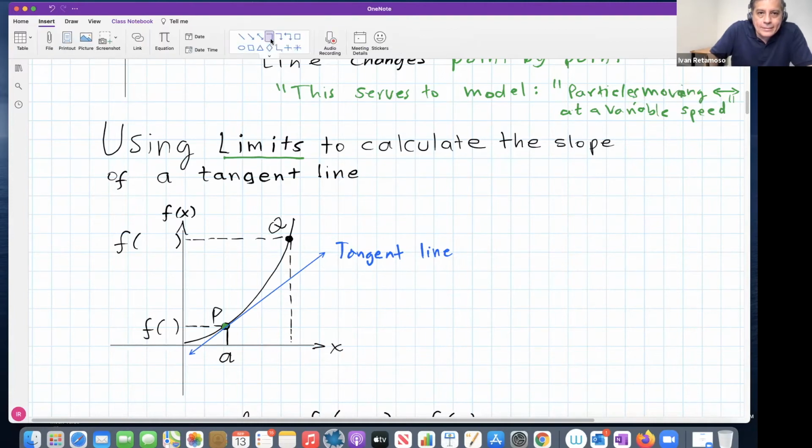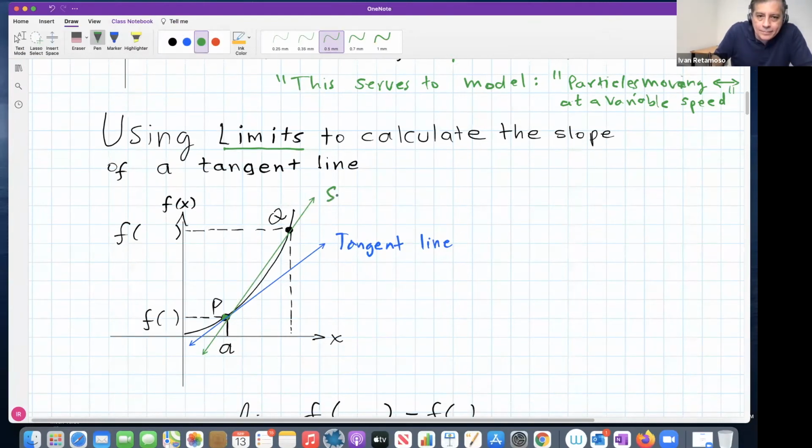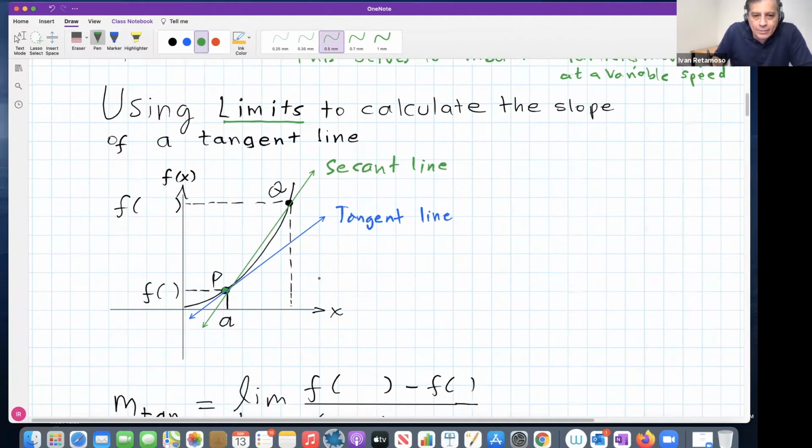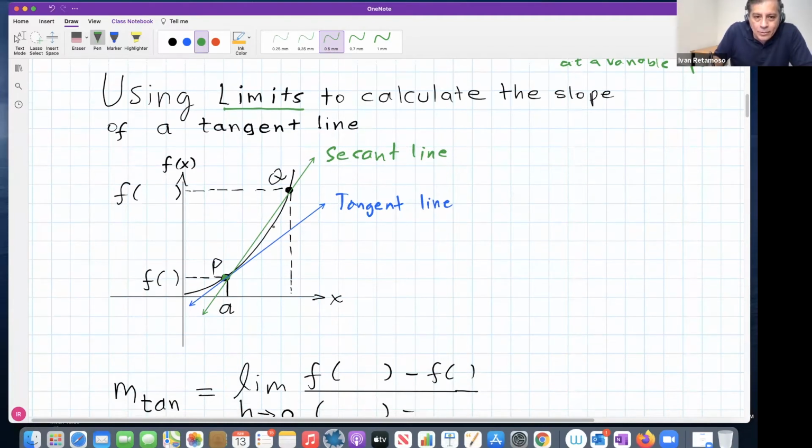So let's draw this here. Let's call it a secant line. But how, Professor, are we going to go from a secant line to the tangent line? I already told you about this story before, right? You choose points such that the points are closer and closer to the base point. Eventually, this secant line becomes the tangent line, right? And I think I have an animation for that.